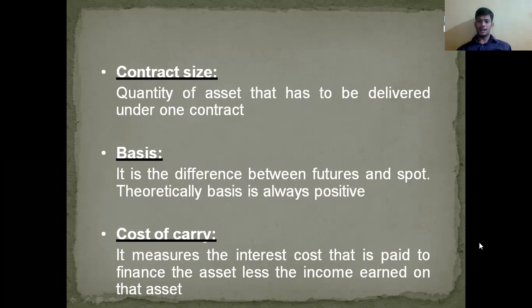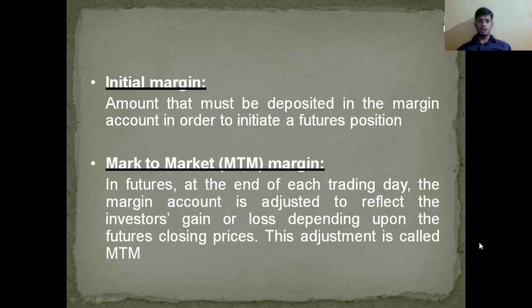Contract size is the quantity of the asset to be delivered under the contract. Basis is the difference between future and spot price. Commodity basis is always positive. Cost of carry measures the interest cost paid to finance the asset, less the income earned on that asset. Initial margin is the amount that must be deposited in the margin account in order to initiate a future position. Then mark to market margin: in futures, at the end of each trading day the margin account is adjusted to reflect the investor's gain or loss. It depends upon the future closing price and is adjusted through the mark to market margin.